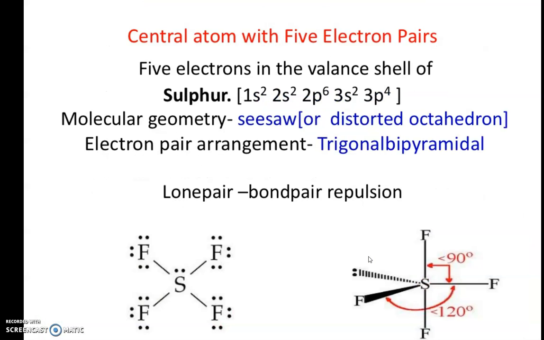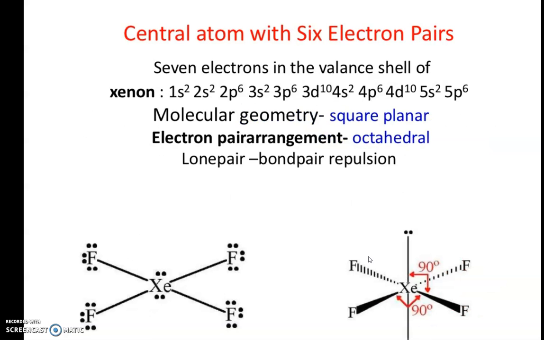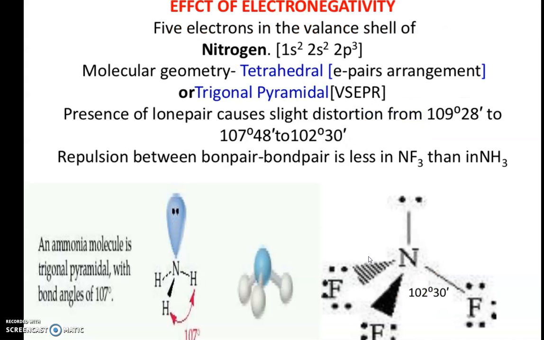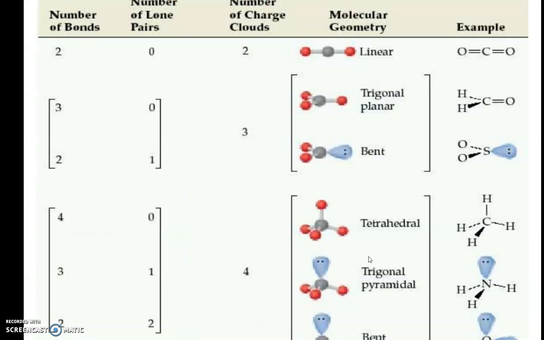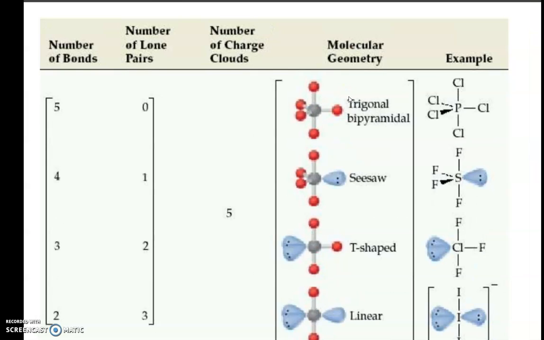Similarly, sulfur in SF4 has a seesaw structure. Then XeF4 should be square planar. There are some distortion cases because of lone pair bond pair repulsion.